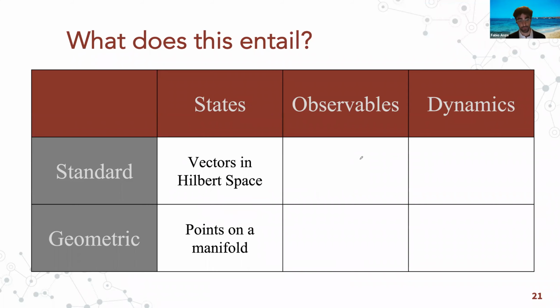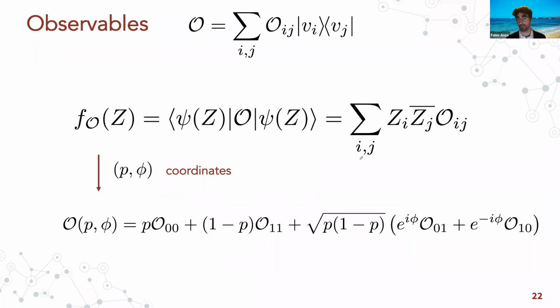All right, so we're dealing with points in a manifold. What are observables? Well, this is actually quite easy. You take the matrix or the operator. And as we said before, states are points on a manifold. So basically we have parameterized the vector in Hilbert space with a point on a manifold.